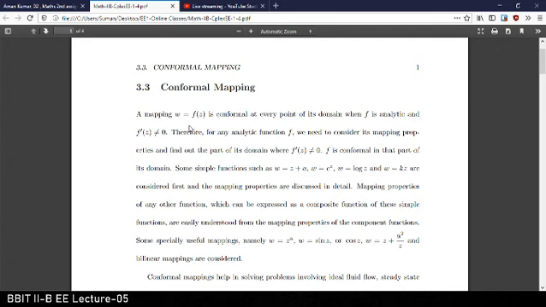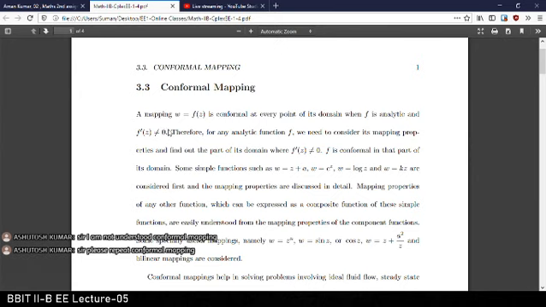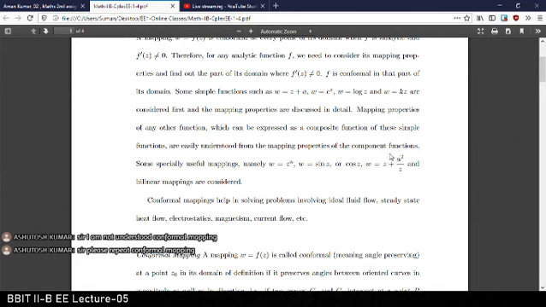And along with that, one additional condition is there. f'(z), the derivative of that function, will never be zero. Never be zero means where it is angle preserving, where it is conformal, at that point it cannot be zero. And if it is zero, then at that point it is not conformal. In other points it may be nonzero, it may be conformal. There are a lot of examples, we will come to some of them.